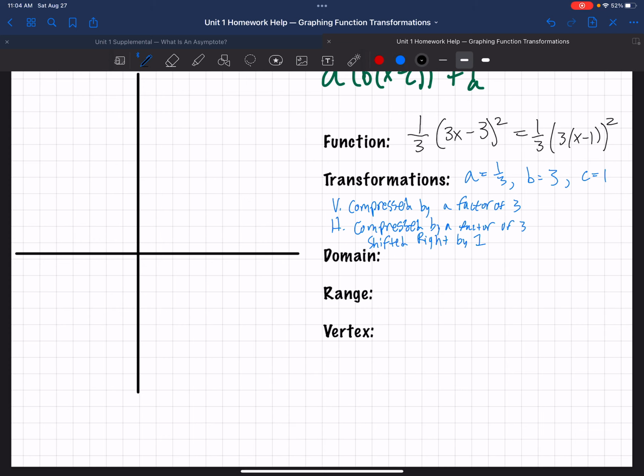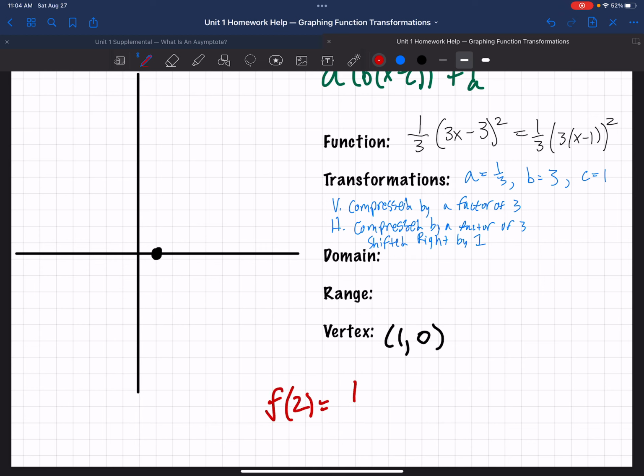let's plot some points. Let's get those guys in here. Vertex used to be at 0, 0. Now it's shifted right 1. So the vertex is here, right? Which is at 1, 0. Then we can find some points. So let's plug in some nonsense. I like the point 2. I'm going to say, what's f of 2?